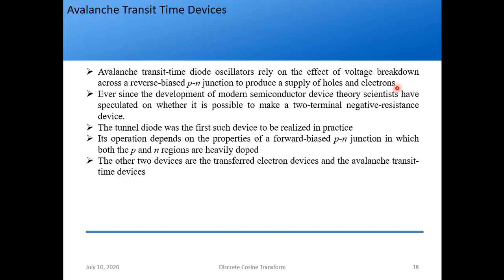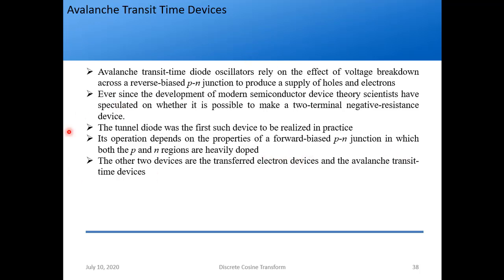As we saw, the negative resistance region is very important. So scientists are trying to create this negative resistance region for a two terminal device. The first device which we studied was the tunnel diode. It exhibits a negative resistance region. Then the other devices are transferred electron devices, the Gunn diode, and avalanche transit time devices. So this is a short introduction to this.